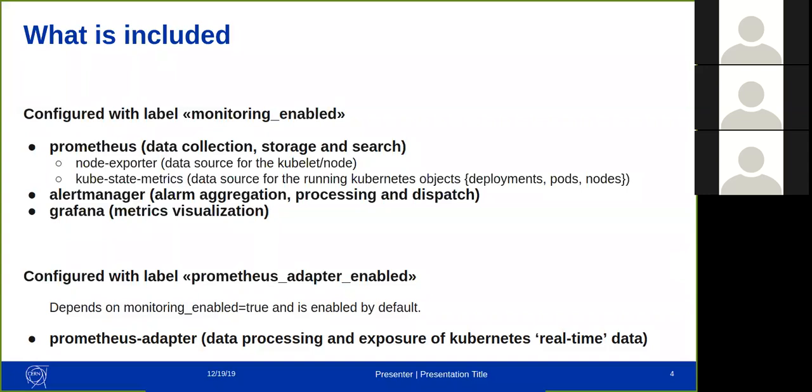Also, when you include this monitoring enabled label, another service is installed, which is the prometheus-adapter. Basically, prometheus-adapter is responsible to supply the Kubernetes API with instant metrics. We will use this later.